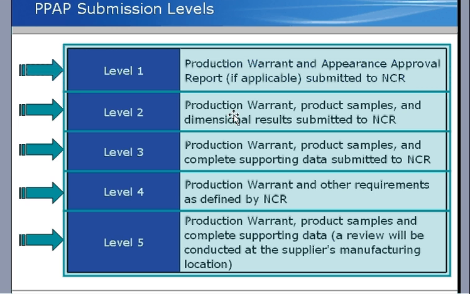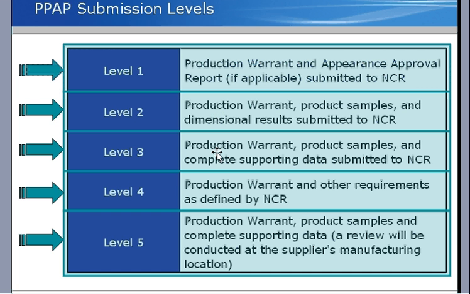Okay, and level two, production warrant, production samples, and the dimension result submitted to the customer. So that's an extra document needed. Of course, we can provide level two without charge. So we should do that and do the service for the customer.